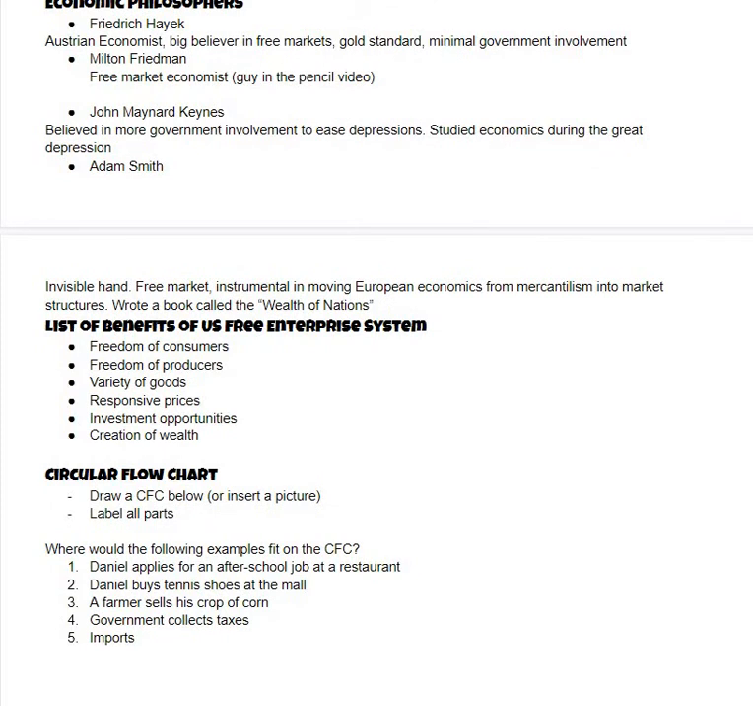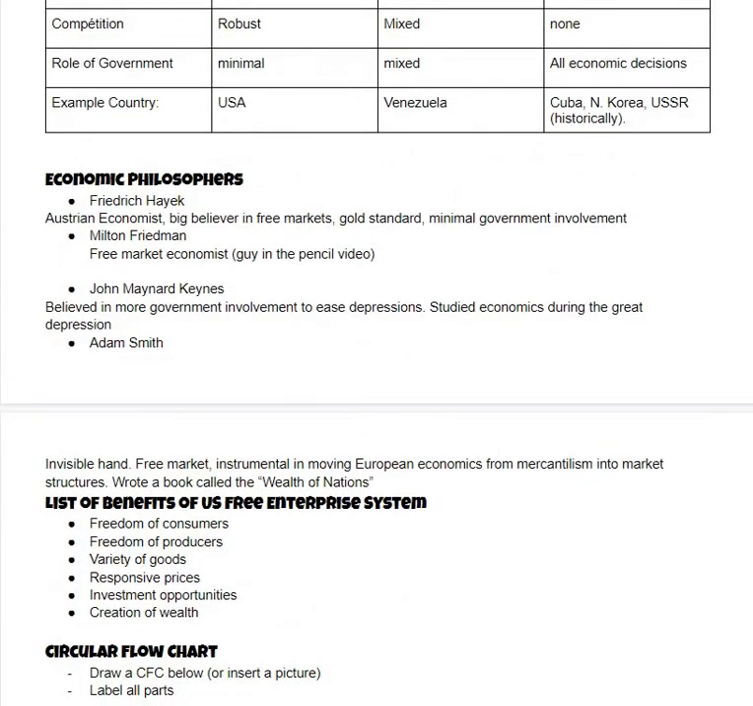Now the economic philosophers, not something we went over a ton, but when we go through what each of the people are, you've got Friedrich Hayek. If you recognize these things, you'll be good on the test. I'm also going to post a PowerPoint with information about each of them. He is an Austrian economist, big believer in free markets, in favor of the gold standard, and minimal government involvement in the economy. Milton Friedman, again, free market economist. He was the guy in the pencil video that we watched.